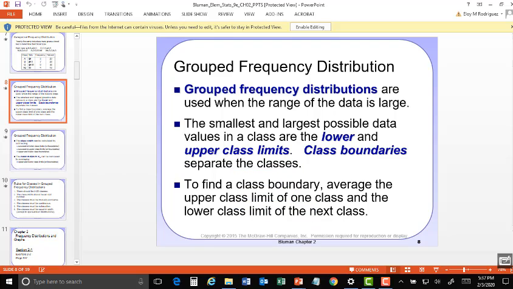So, this is the smallest and largest possible data value sets in a class, lower and upper class limits and class boundaries. This is, to me, a form of accounting, like putting things in the right place. Okay, so here, to find a class boundary, you take the average of the upper class limit of one class and the lower class limit of the next class. So let me show you.